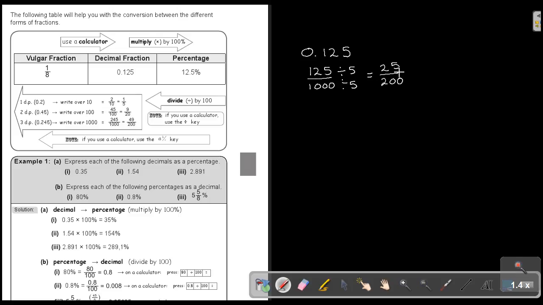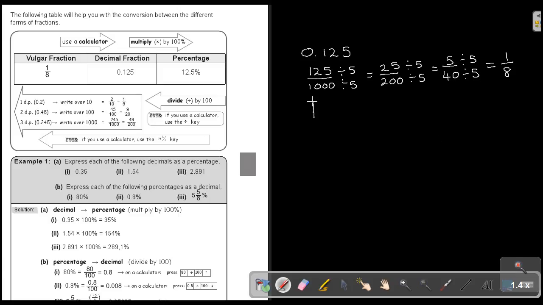Oh, but it's not in the simplest form. So I divide again by 5. And what will I get? I will get 5 over 40. Still not in the simplest form. Divide again by 5. And now I think it will be in the simplest form. Yes, it is in the simplest form.